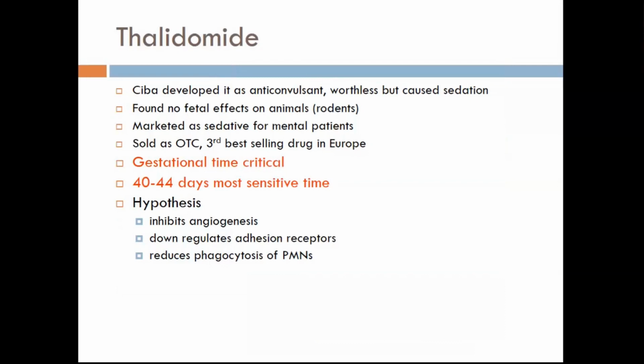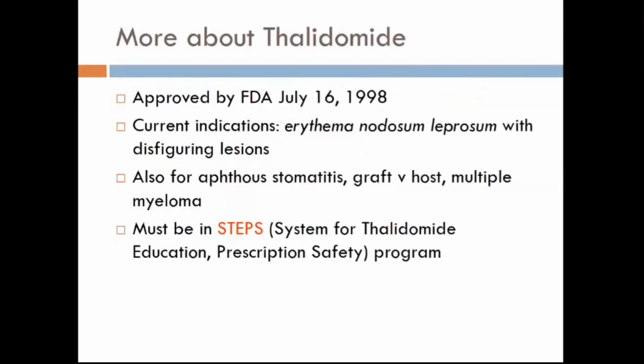It was first developed as an anticonvulsant. Now thalidomide is being used for various other conditions, like thalassemia intermedia. It has some effects on the immunological system. The critical gestational time is the period of organogenesis, which I have told you, 40 to 44 days is the most sensitive. The hypothesis is that it inhibits angiogenesis, downregulates some adhesion receptors and reduces phagocytosis by polymorphonuclear cells.